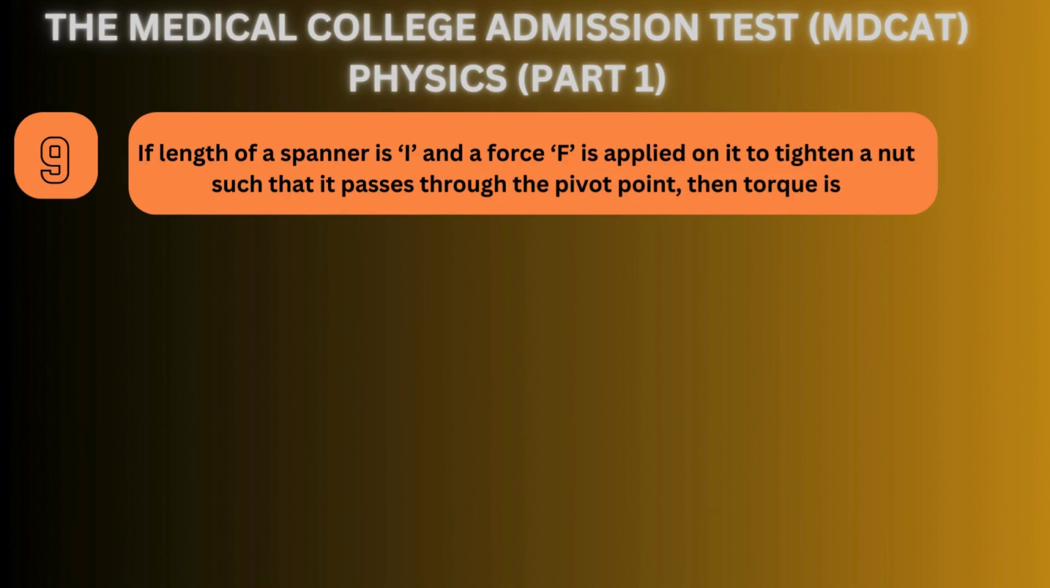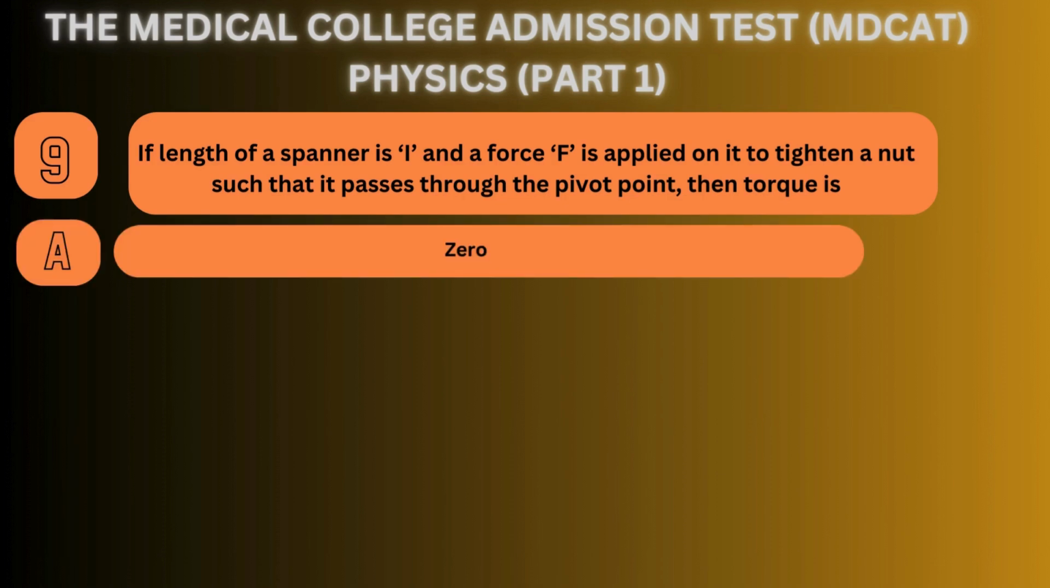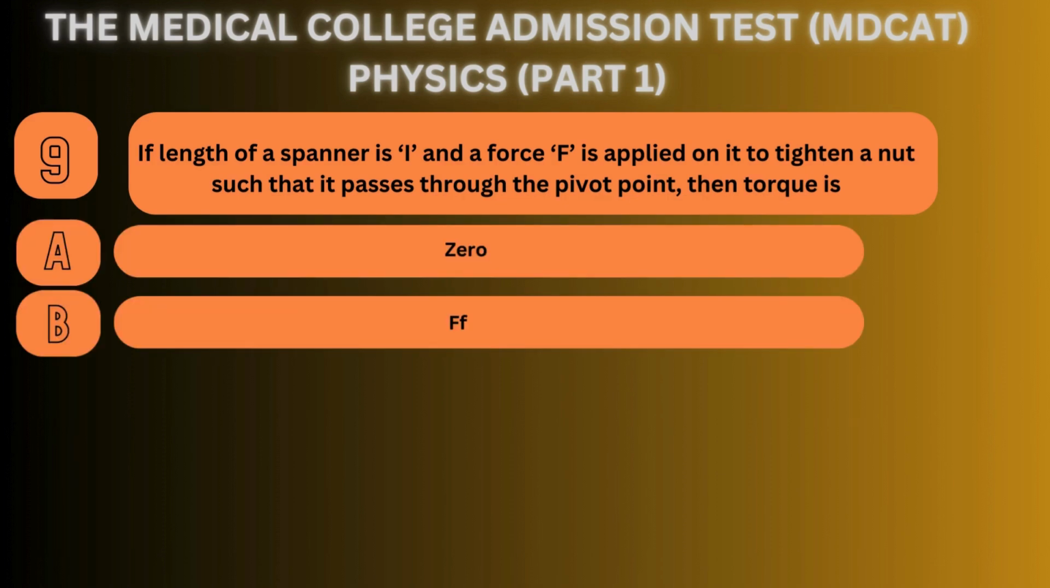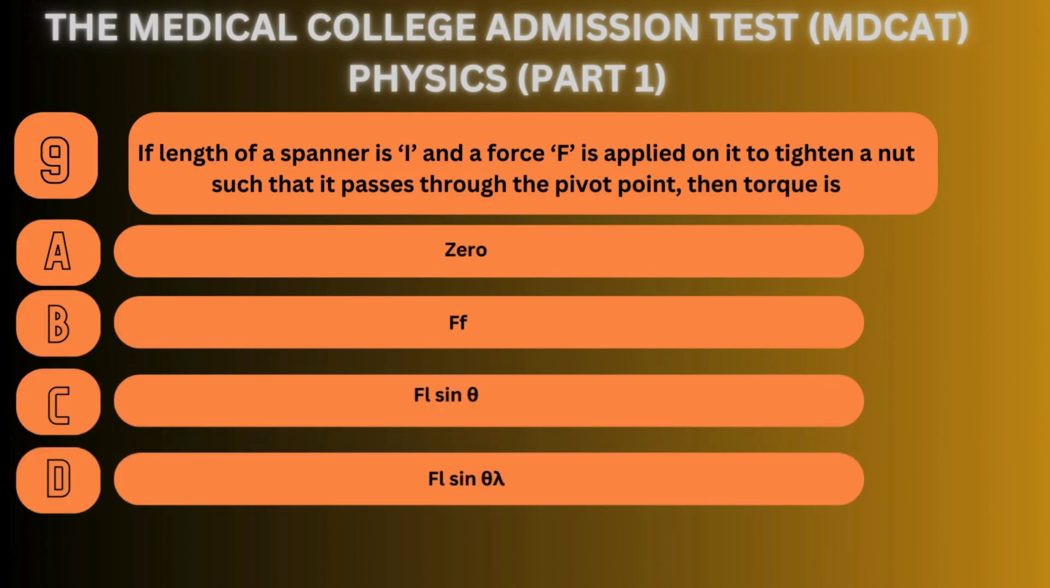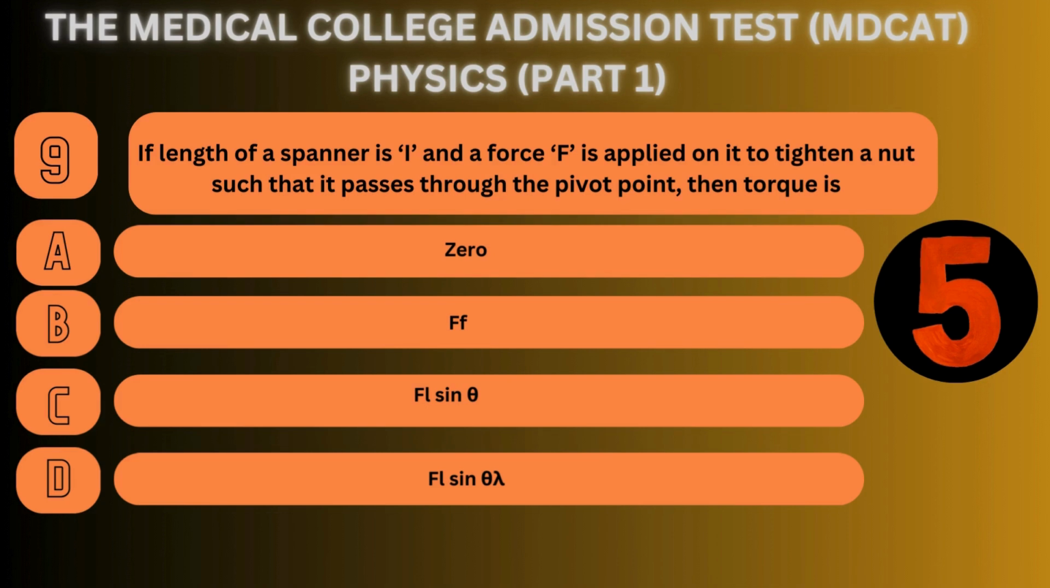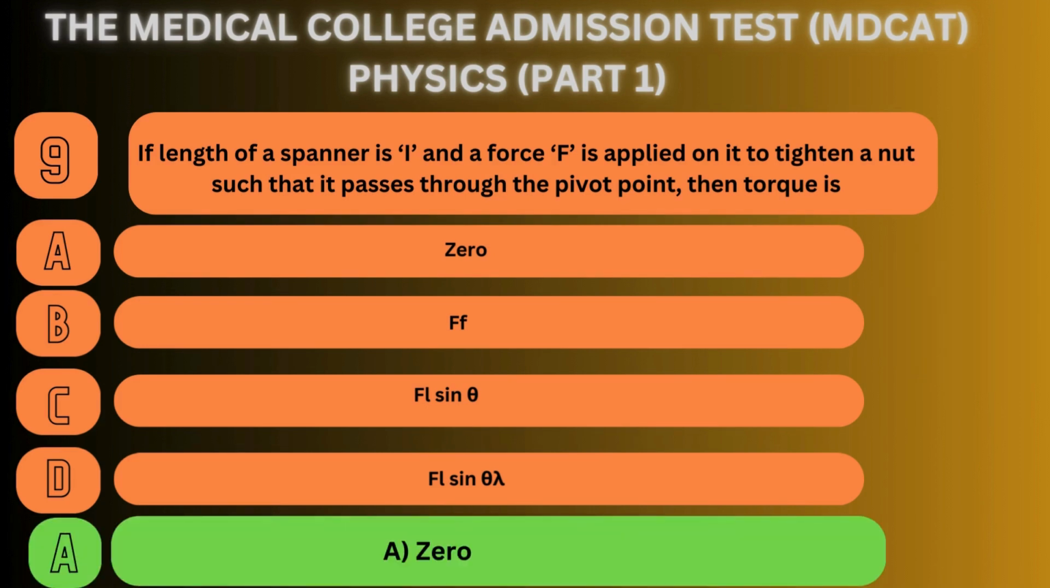Question number 9. If length of a spanner is L and a force F is applied on it to tighten a nut such that it passes through the pivot point, then torque is option A, 0, option B, FL, option C, FL sin theta, option D, FL sin theta lambda. 5, 4, 3, 2, 1. Correct answer is A, 0.